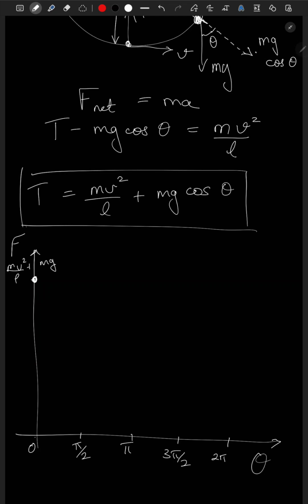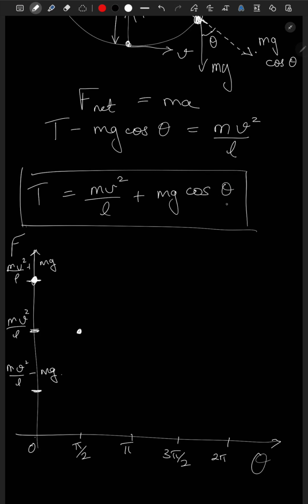So this is a force starting here. So halfway you will have mv square over L, and here you would have mv square over L minus mg at this point. So we start with this one when theta is 0. So when theta is pi by 2, you can replace it, and you will have mv square over L. So it would be here.